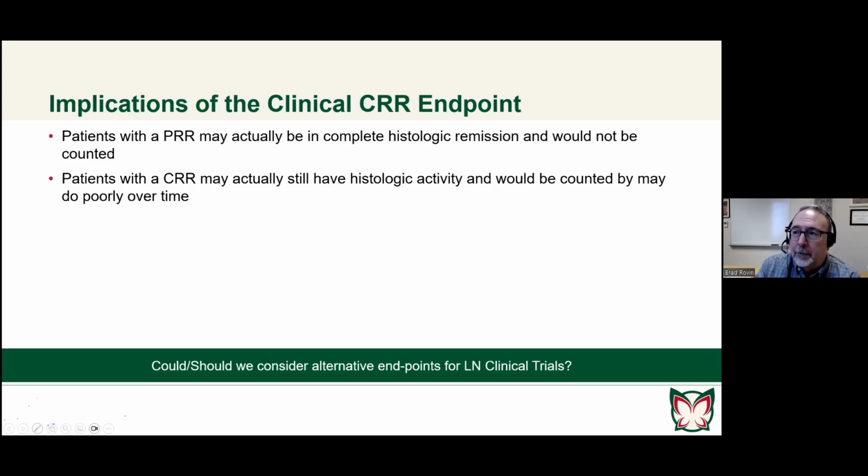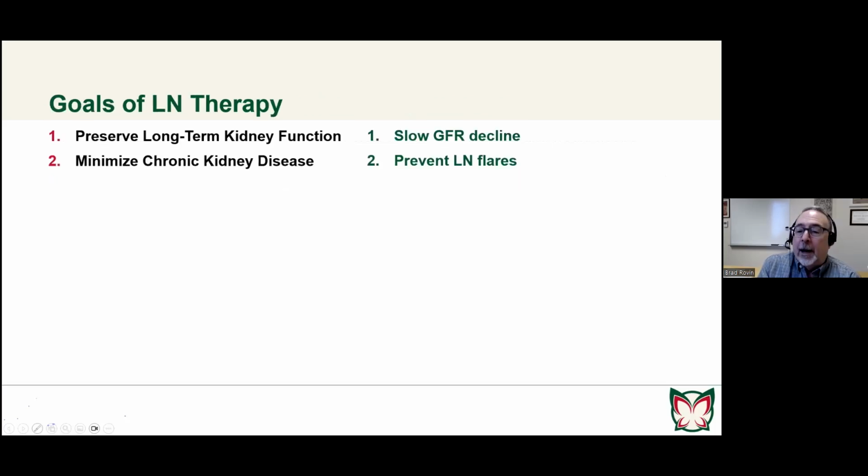I'm being difficult, according to some folks, especially in pharma, because I'm proposing to change something that the FDA has set up, that has facilitated approval of at least 2 new drugs and probably a third on the way for lupus nephritis. And I think what we have to ask ourselves is, what are the real goals of lupus nephritis therapy?